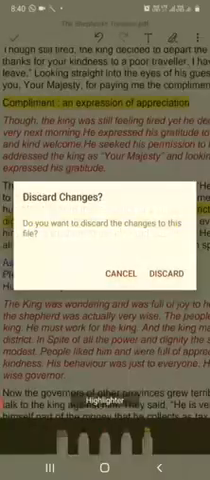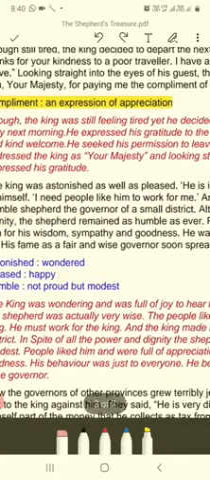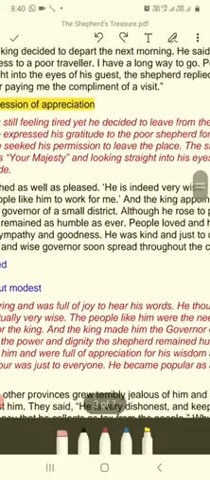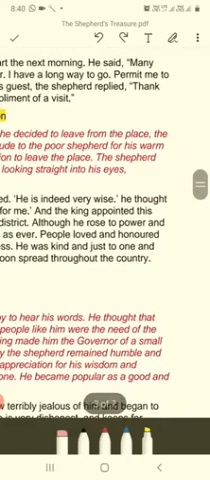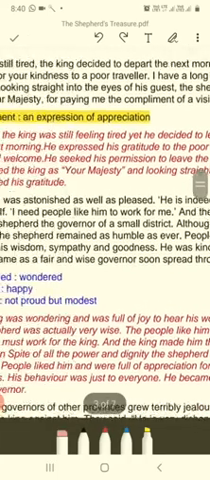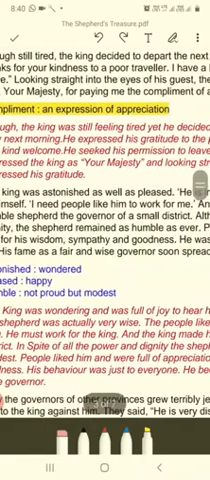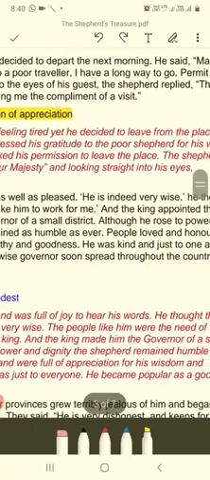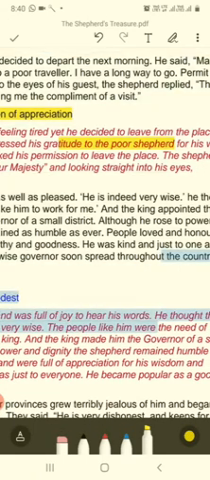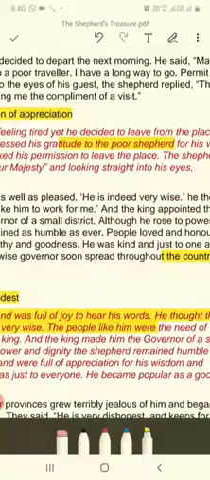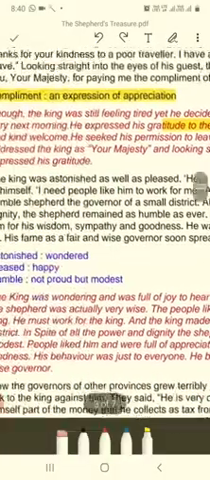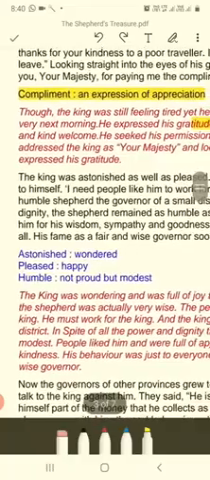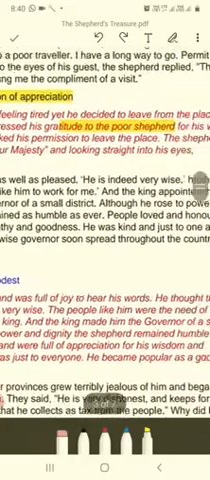Though the king was still feeling tired, he decided that he should leave the place when the morning approached. Okay. He expressed his gratitude to the poor shepherd, his thankfulness for his warm and kind welcome. He sought his permission to leave the place.